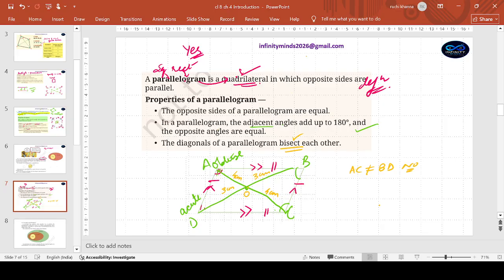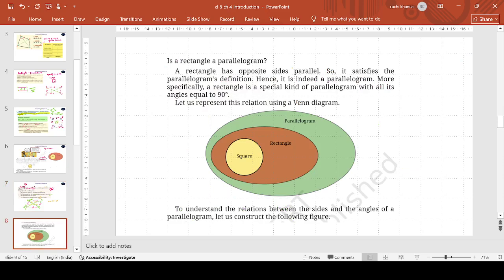So parallelogram, opposite sides: we quickly recall, opposite sides are parallel, equal, adjacent angles add up to 180 degrees, and diagonals bisect. Next, let's quickly cover up. We have already discussed this slide. Is a rectangle a parallelogram? A rectangle has opposite sides parallel. All this I've just discussed. So it satisfies the parallelogram's definition of opposite sides parallel. Hence, it is indeed a parallelogram. More specifically, a rectangle is a special kind of parallelogram with all angles equal to 90 degrees.